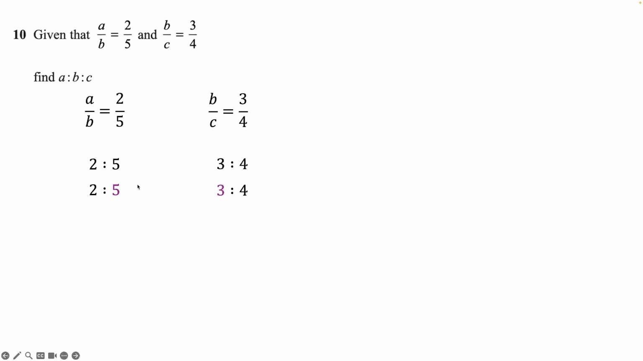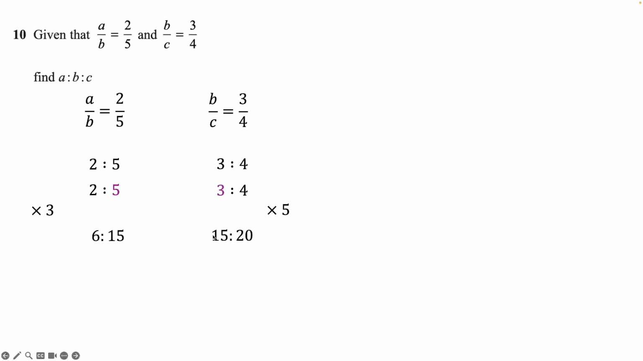So if we times this entire ratio by 3, we get 6 to 15, because 2 times 3 gives us 6, 5 times 3 gives us 15. To get this 3 to a 15, we just multiply by 5. So we multiply the 3 by 5 and the 4 by 5. That gives us 15 to 20.